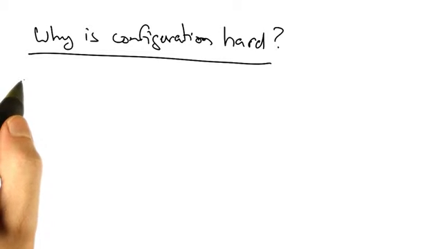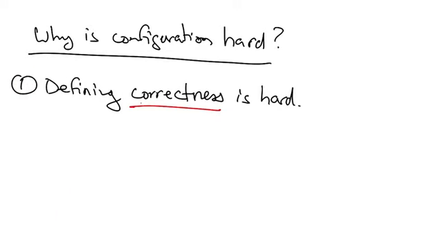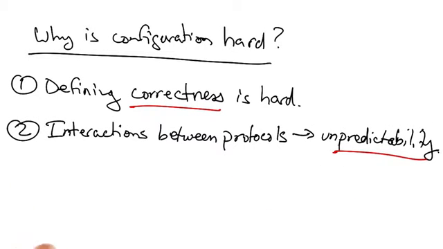So why is configuration hard to get right? First, it's difficult to define what we mean by correct behavior in the first place. Second, the interactions between multiple routing protocols can lead to unpredictability. Furthermore, each autonomous system on the internet is independently configured, and the interaction between the policies of these autonomous systems can lead to unintended or unwanted behavior.